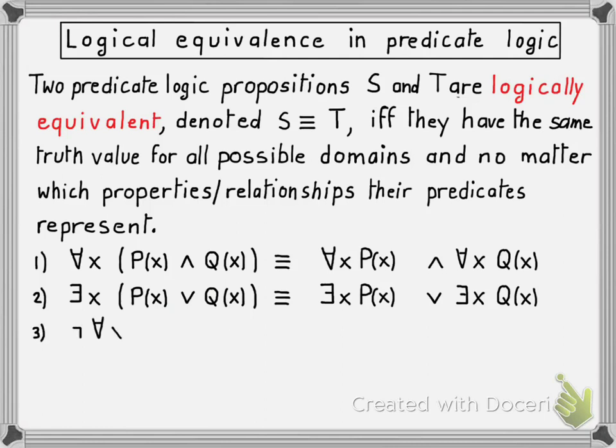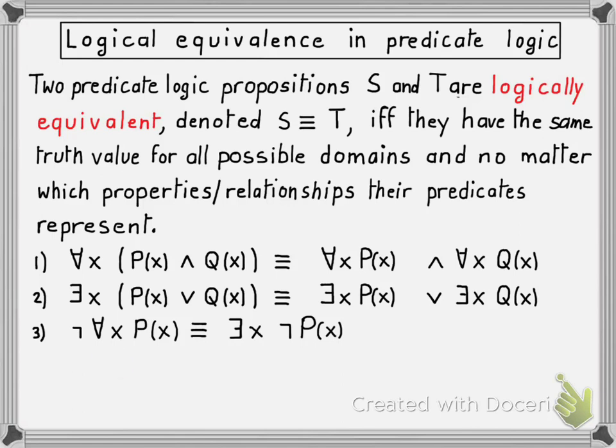Now let's look at a third example of a logical equivalence. Actually, this one we already saw in a previous segment. It says that the negation of a universally quantified proposition is an existentially quantified negated proposition. Now, we already proved this equivalence earlier.